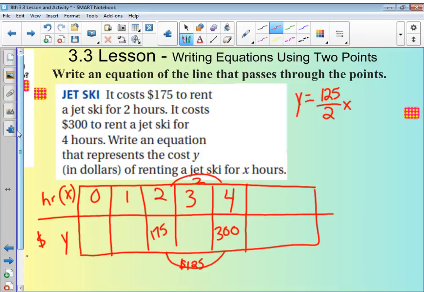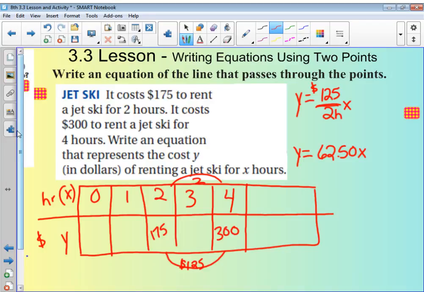Okay, but most likely you're probably not going to think in terms of 2 hours. In this real world scenario, you probably really want to know how much you're paying per hour. So let's go ahead and figure that out. If we paid $125 for 2 hours, how much would that be an hour? Well, 125 divided by 2 is going to give us 62.50. So 62.50 per hour.